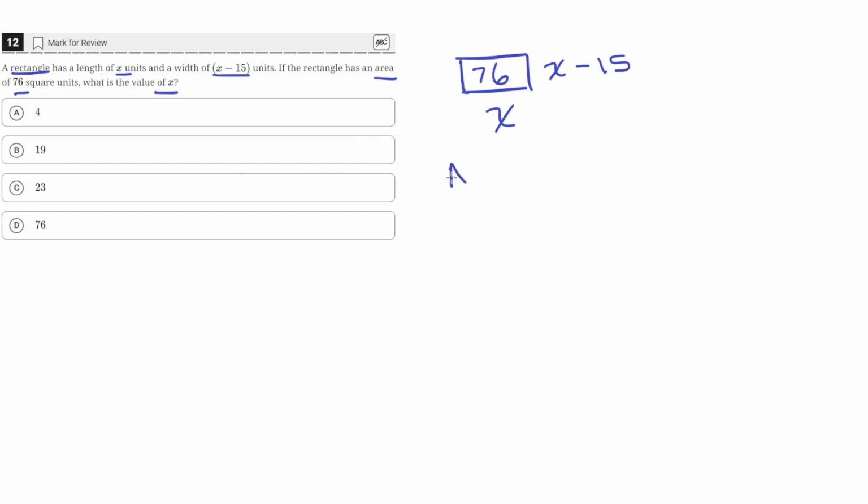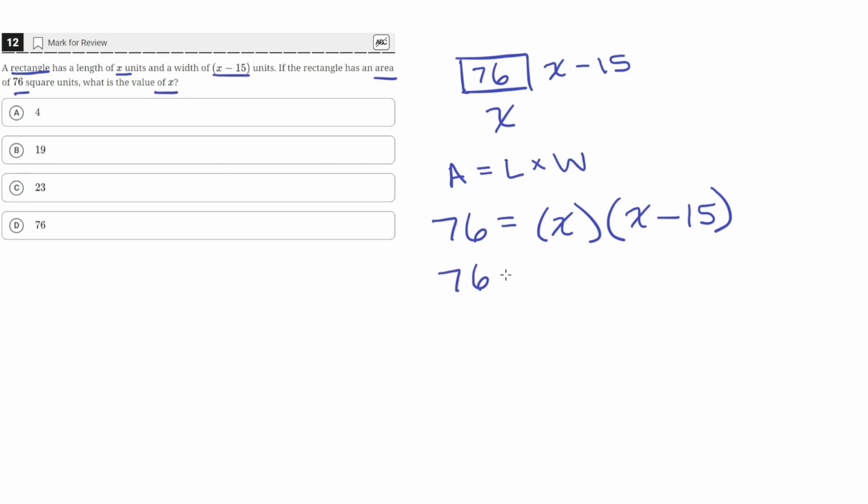So the area of a rectangle is equal to the length times the width. So in this case, 76 is equal to the length, which is x, and the width, which is equal to x minus 15. So this is the formula for the area of this rectangle. We can use this formula to solve for x, which is what the question is asking us for.